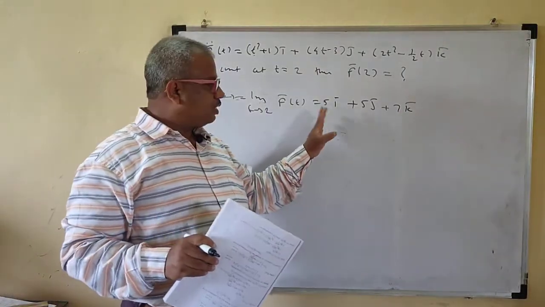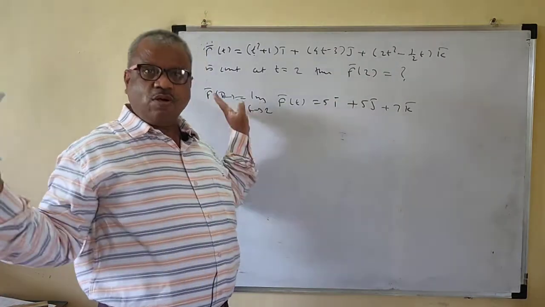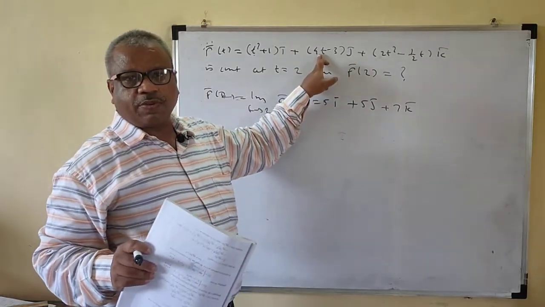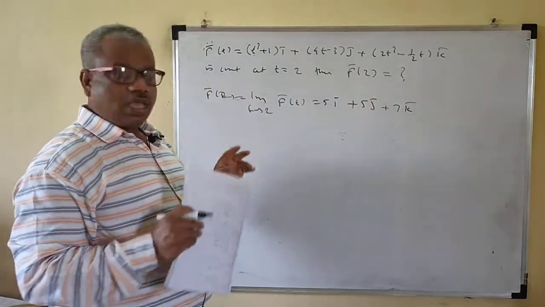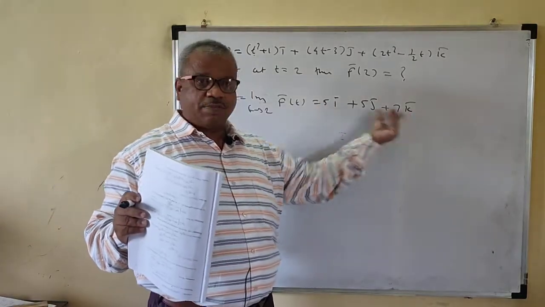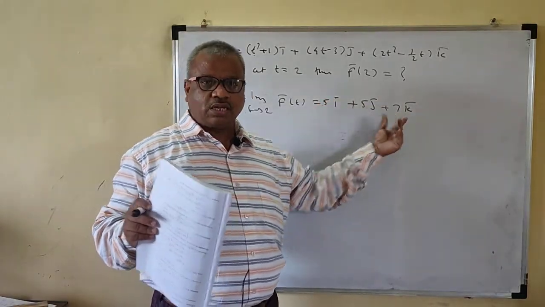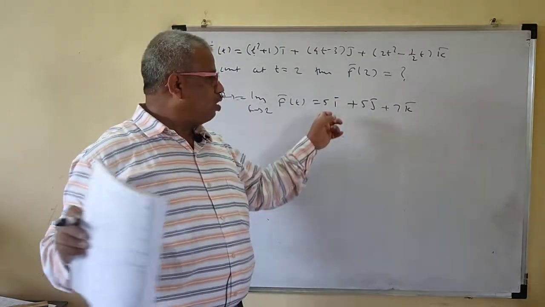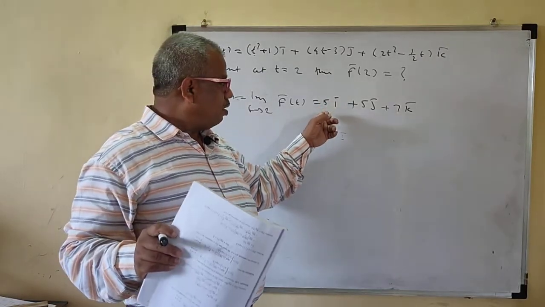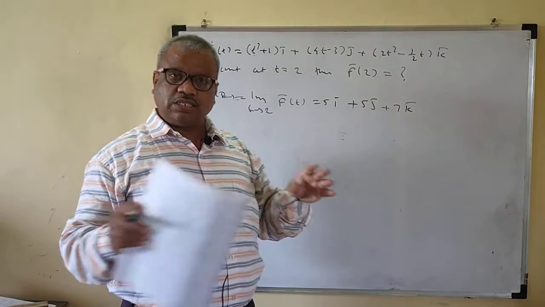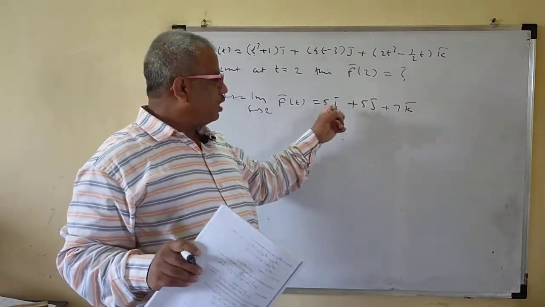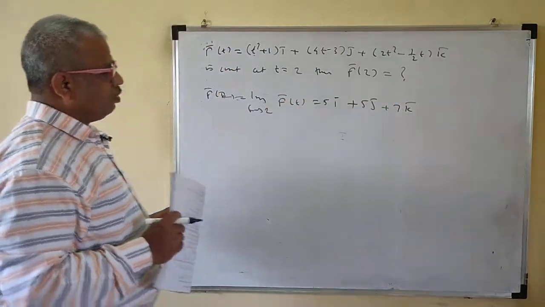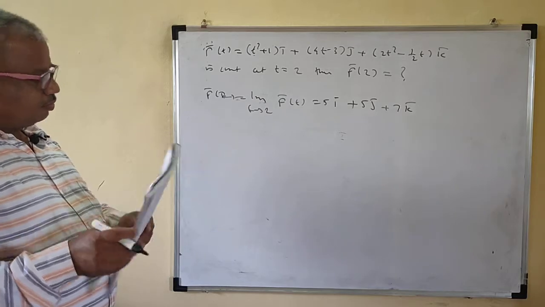If your options have 5 I bar and 7 k bar the same for all, just find only the second component. Just concentrate on the second component. If the first and third components are the same in the options, just find the second component. If the first component is different in the options, just find only the first component and tick where the 5 I bar is. That will be your answer. No need to find the second and third components.